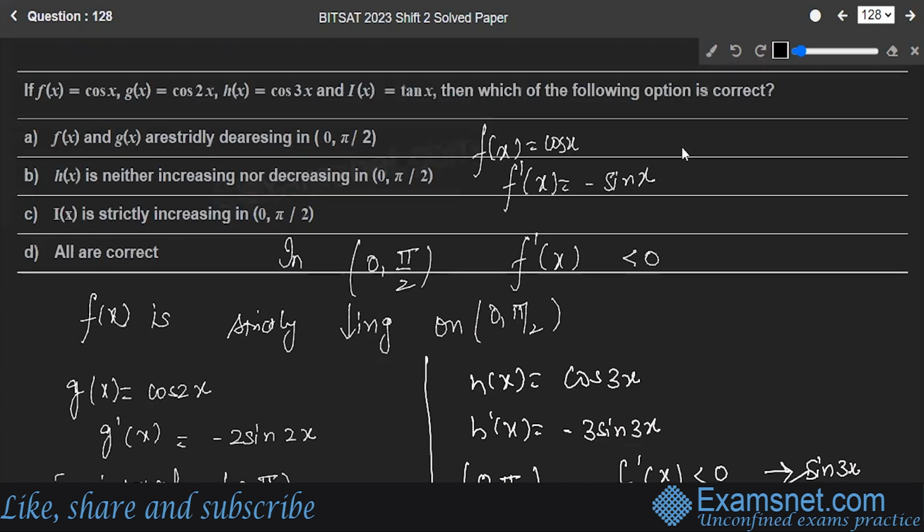So now let's check with all the options. f(x) and g(x) are strictly decreasing. Yes. h(x) is neither increasing nor decreasing. Correct. This is increasing. Correct. That means option D is the correct answer.